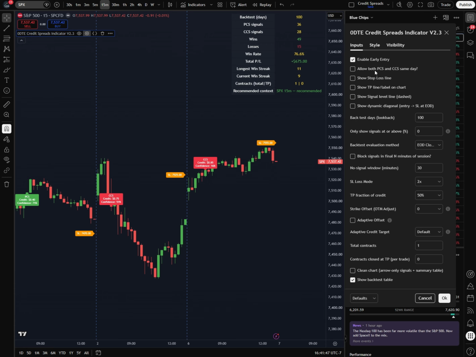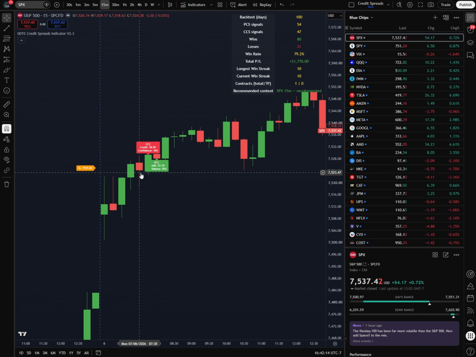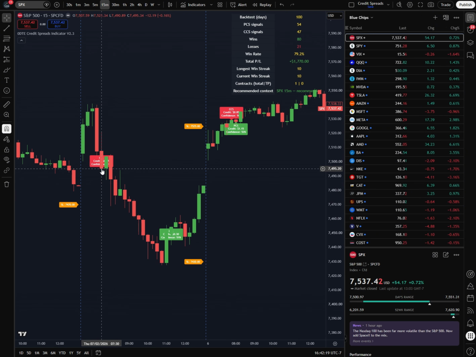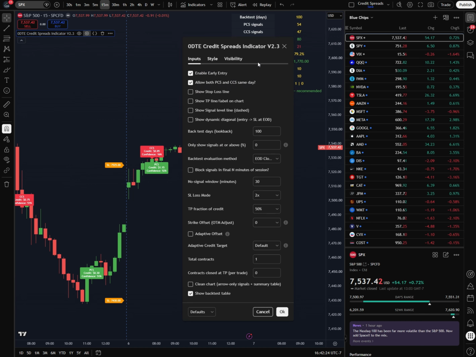So I'll have it on for right now. And then allow both PCS and CCS same day. That's basically like an iron condor if the conditions are met. So if I have that, it will look for put credit spreads and call credit spreads the exact same day. And what happens is if one is triggered, then it looks for the opposite. So you can see here, one was triggered, and I know some people say, hey, it happened at the same time. It actually is programmed not to do that. As you can see here, one triggers, and then the very next candle, that one triggers. Same thing here, this one triggered, and then this one triggered shortly after.